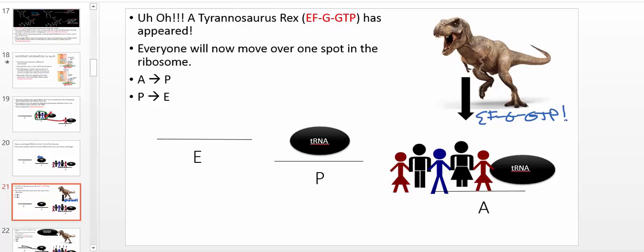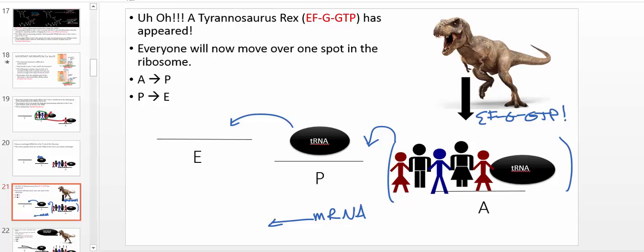including the mRNA, right? Remember, the mRNA is below this, so the mRNA is also going to move over in this direction. And you can imagine, oh no, there's a T-Rex, we'd like to get away from that, right? So everything in the P site is going to move over. He wants to get away from the T-Rex. All this business, all these people with this tRNA, they want to move, so they'll move over one codon into the P site, and so will the mRNA.